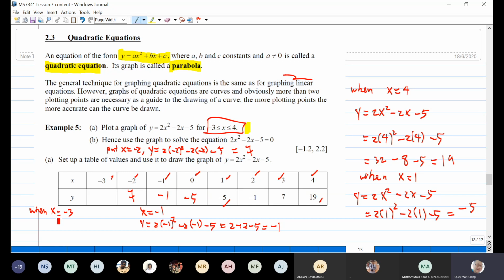Then y is equal to 2 times minus 3 squared, minus 2 times minus 3, and minus 5. This will give you 18 plus 6 minus 5, which becomes 19.